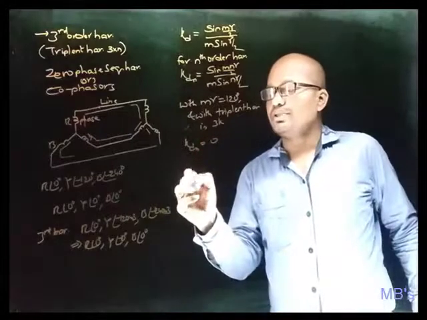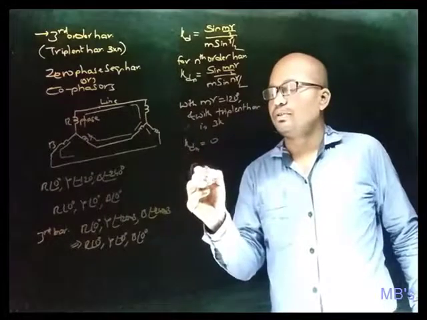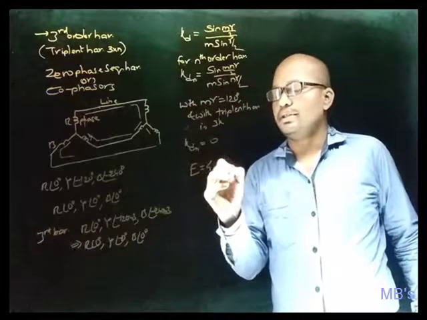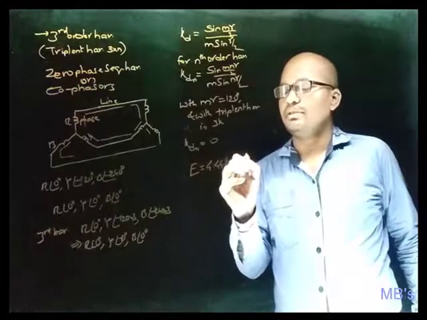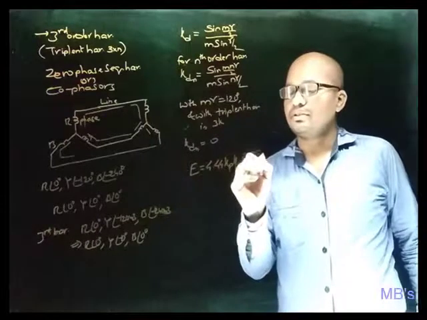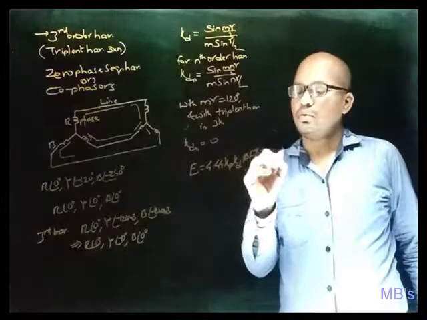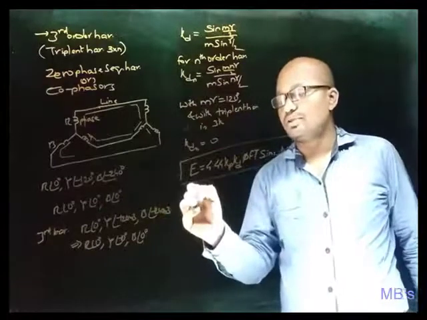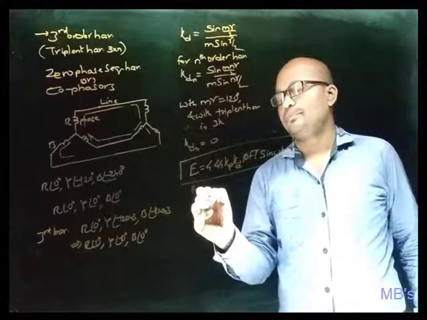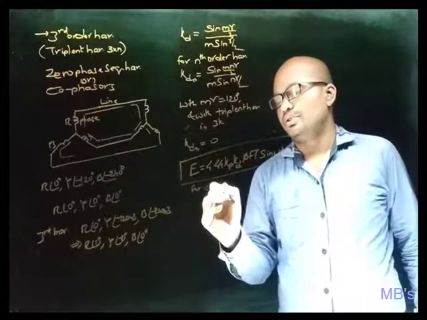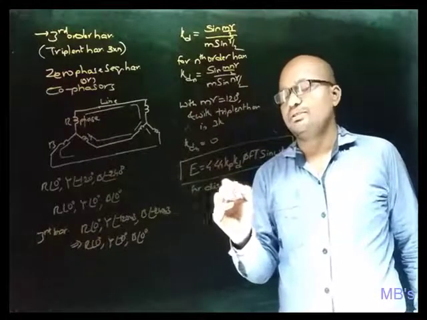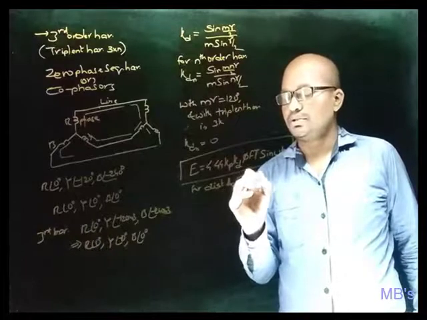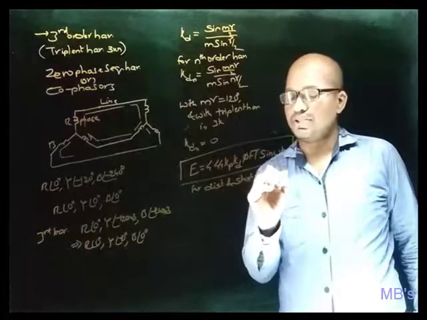So the EMF equation of an alternator is 4.44 Kp Kd phi f T sin omega t. This is the final EMF equation for distributed and short pitch winding.